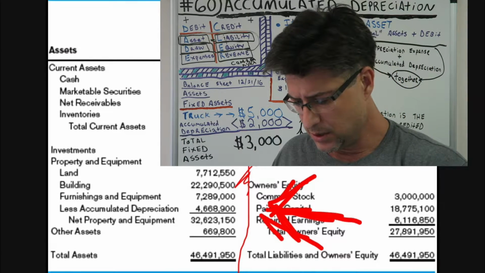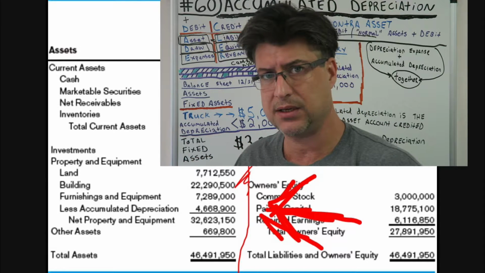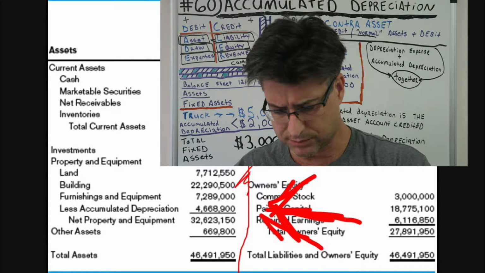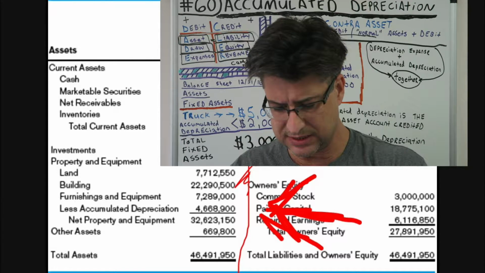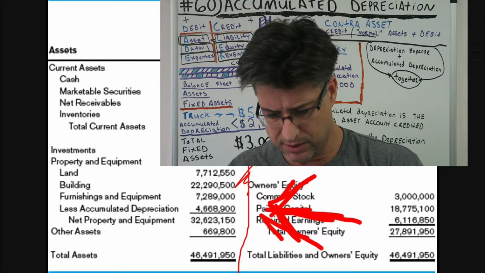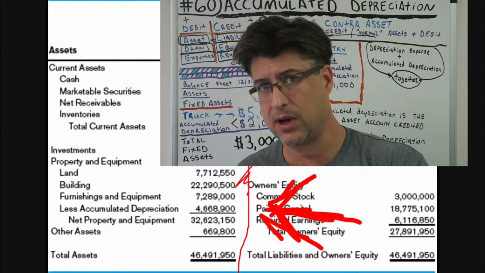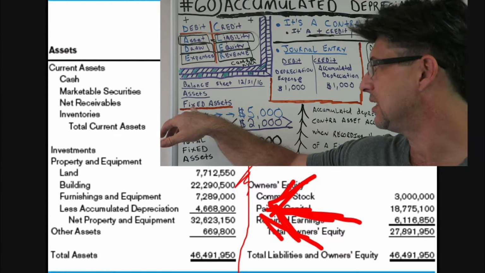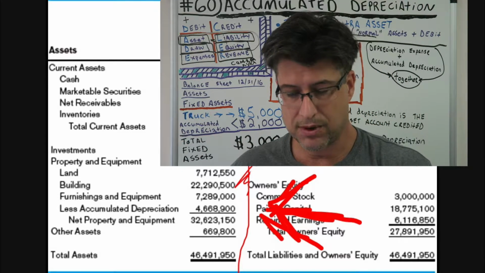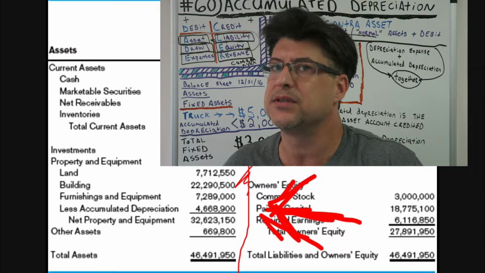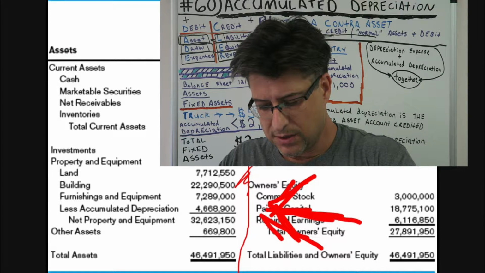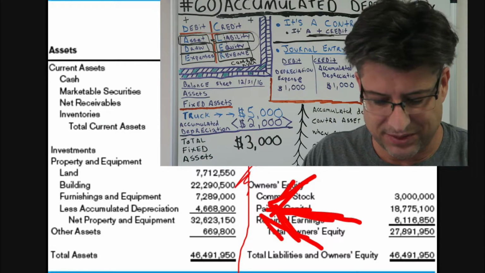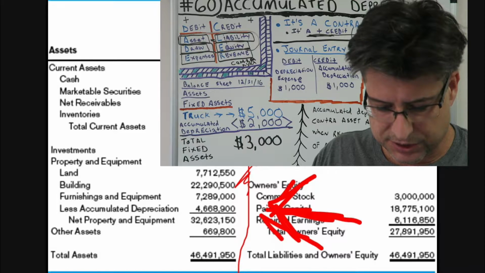Now let's go to the asset side. It has current assets, then investments under that, then property and equipment. I label my balance sheet fixed assets, and they have theirs as property and equipment; the difference is small. They list land, building, furnishings, and equipment. Then after that, they have less accumulated depreciation.